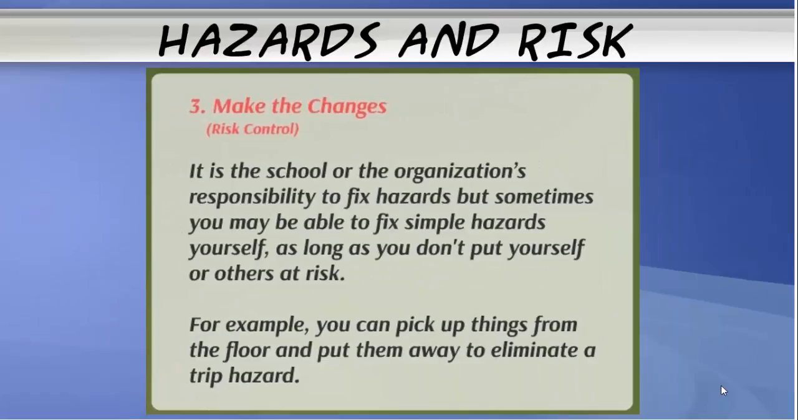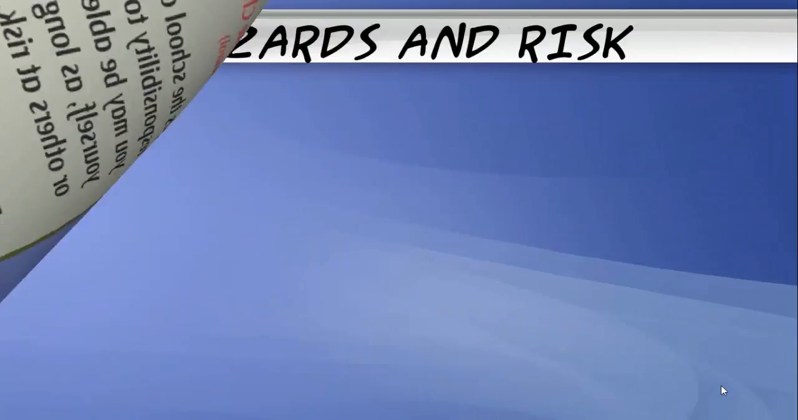Step 3. Make the changes or risk control. It is the school or the organization's responsibility to fix hazards, but sometimes you may be able to fix simple hazards yourself, as long as you don't put yourself or others at risk. For example, you can pick up things from the floor and put them away to eliminate a trip hazard.